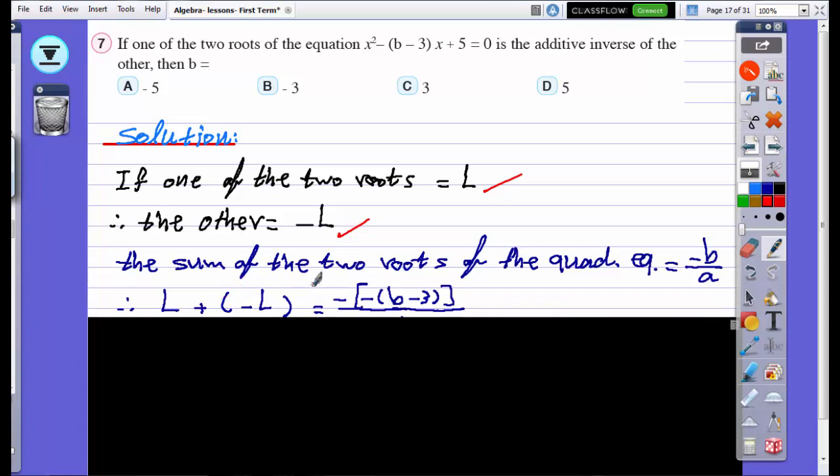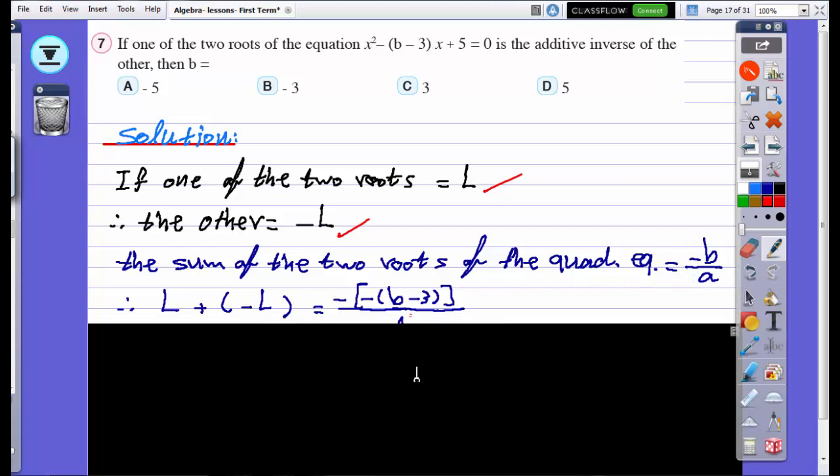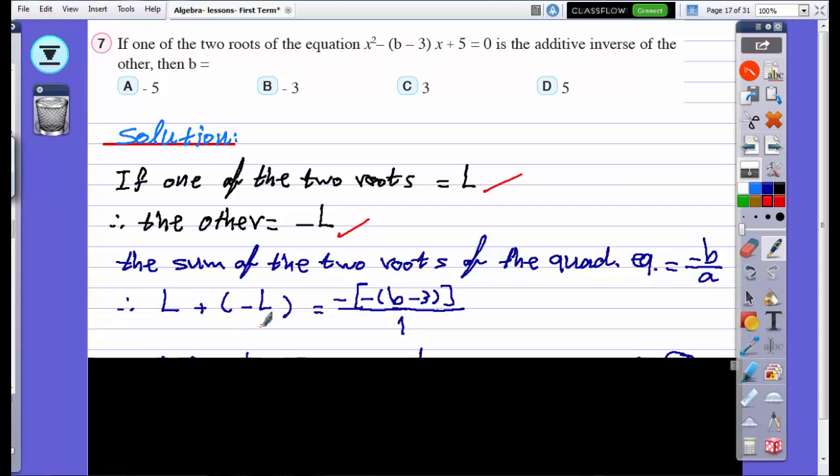One of the two roots is L and the other is the additive inverse. So the sum of the two roots of the given equation is negative b over a. It is a rule. So L plus negative L, the first root is L and negative L is the other. L plus negative L equals negative b.